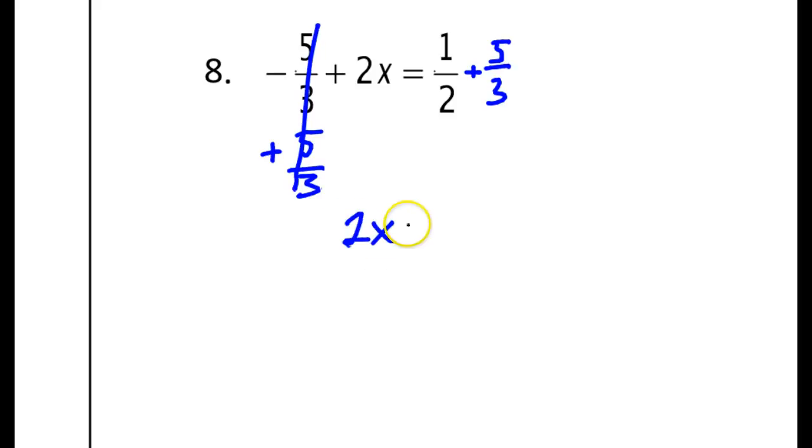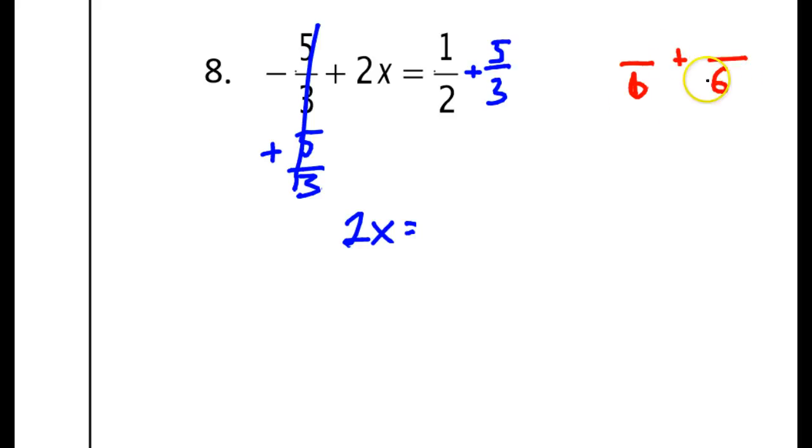2x equals. Now notice how I'm keeping my algebra and arithmetic separate. So when I need to find out what 1/2 plus 5/3 is, I'm not going to do the work right here and get in the middle of solving my equation. I'm going to take it to the side, do the arithmetic, which involves only numbers, figure out what the answer is, and then bring it back and put it back in the equation. This keeps your work clean and organized.